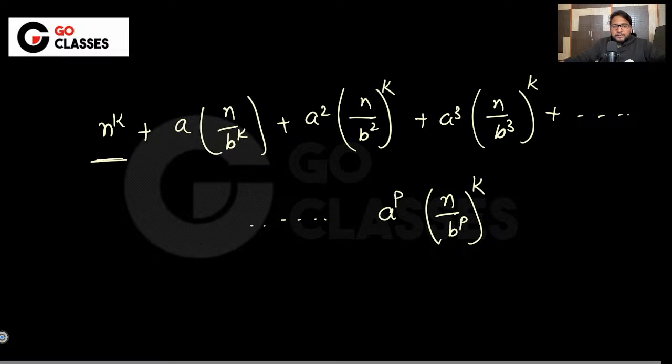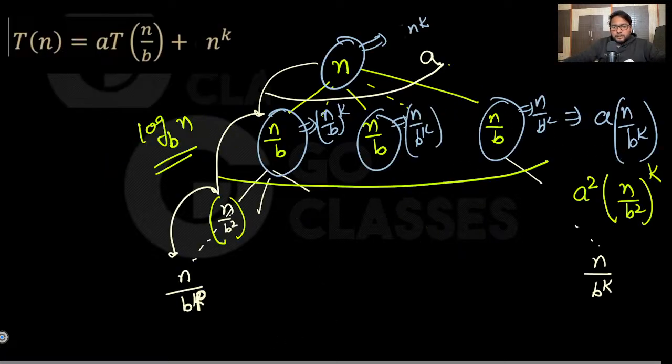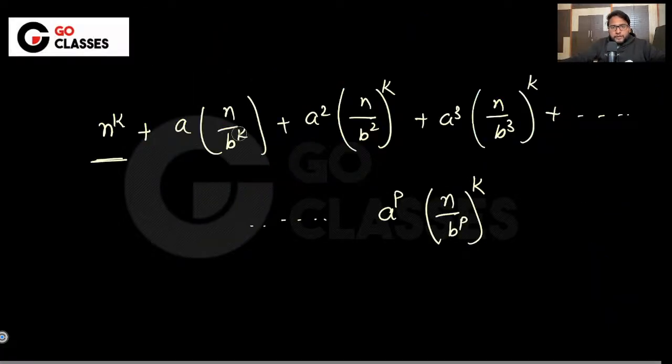So at the next level, you are doing a into n upon b power k, the whole power. So it is a into n upon b power k. Now, do you observe something here? Let's take n power k common.